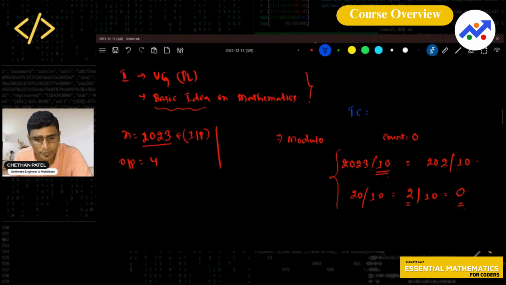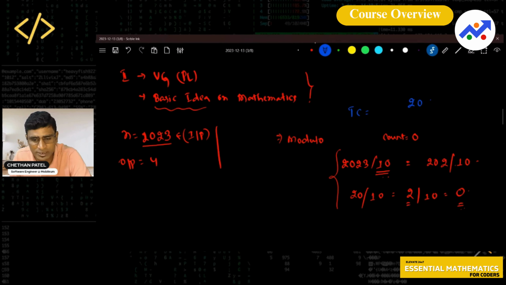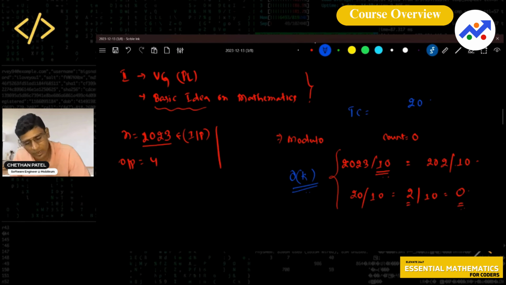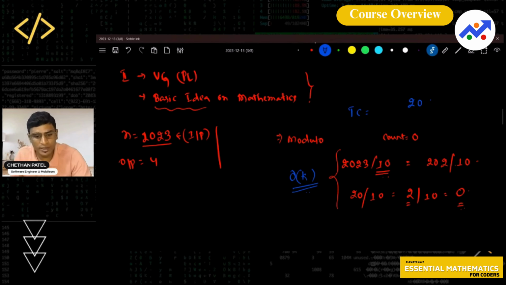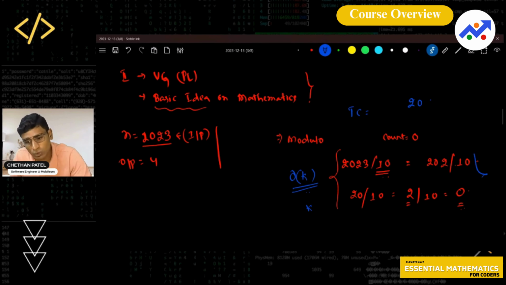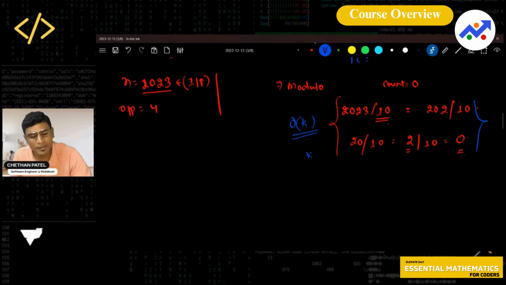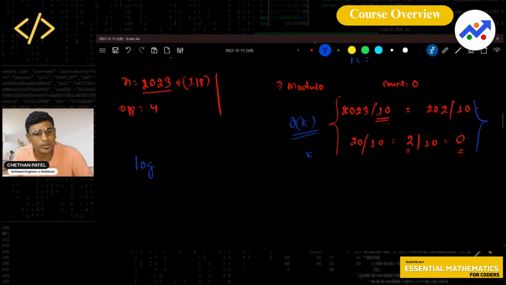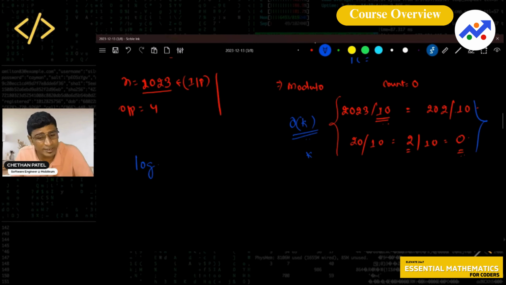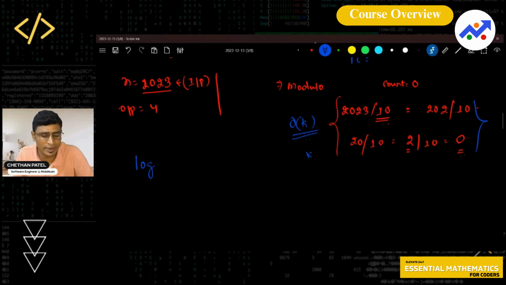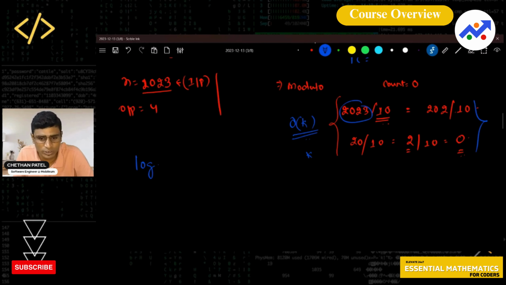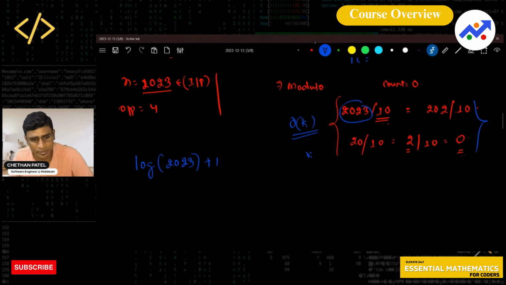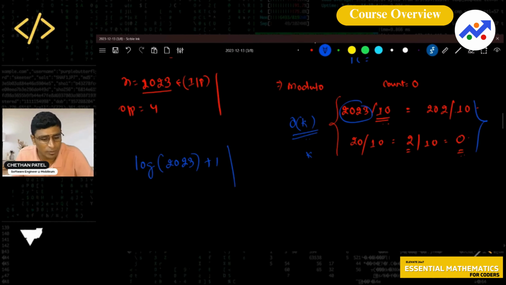Suppose the number of digits present in a given number is k, so it will take big O of k time. Even though it is constant, it takes k iterations to solve this problem. But if I want an efficient solution, suppose I know the concept of log, I could have solved this problem in a single iteration. Suppose I pass this 2023 to the log, and then add 1 to it. How will this log be used? I'll tell you.